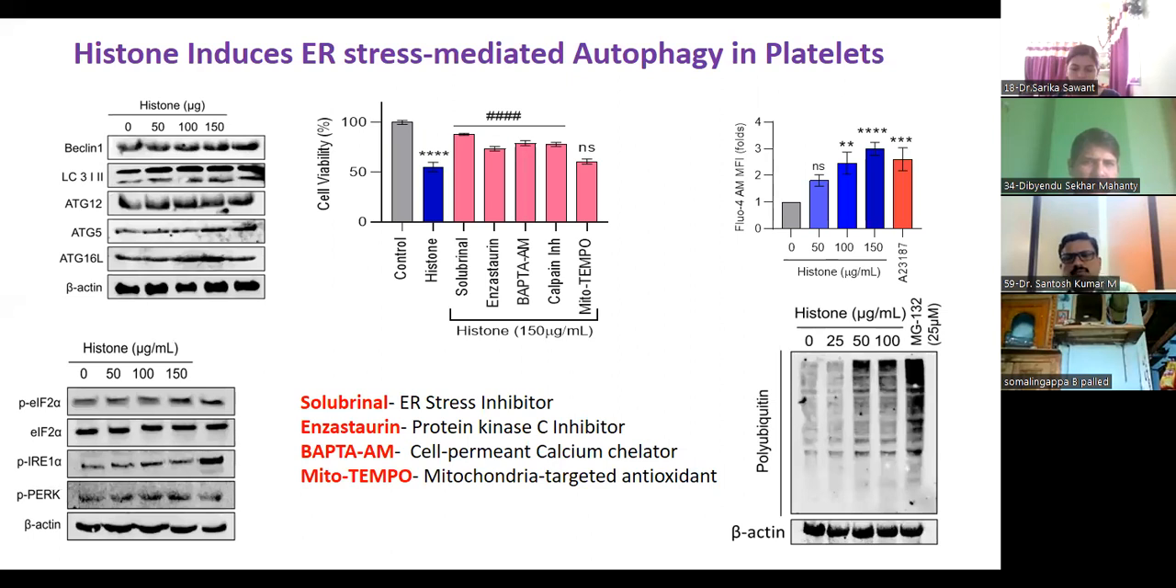In order to confirm whether unfolded protein level increases or not, we did Western blot using polyubiquitination antibodies, and we found a dose dependent increase in the levels of polyubiquitinated proteins in the platelets treated with different concentrations of histones, and we used MG132 as an inhibitor of proteasome. When proteasome gets inhibited in the platelet, the levels of unfolded protein increase, which means ubiquitinated protein levels increase. This data clearly suggests extracellular histones are inducing ER stress, thereby unfolded protein level increases, and meantime autophagic death is happening.